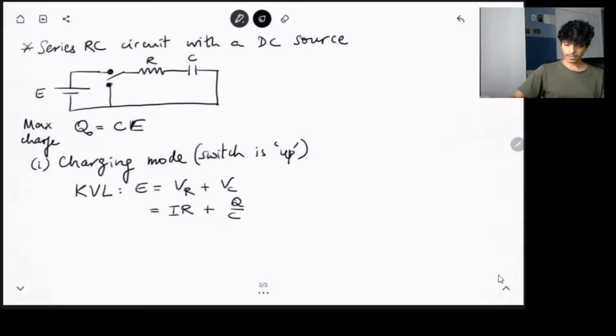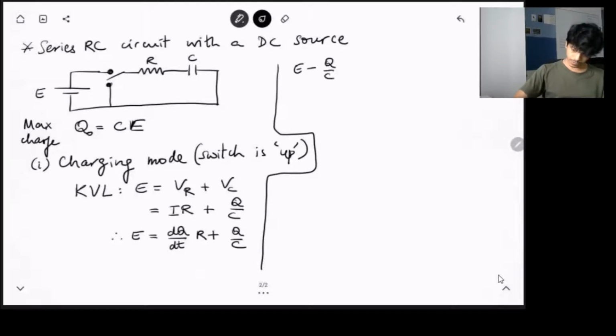Now I don't want current and charge both, so why don't I write current as the rate of change of charge? And now you see, I have a differential equation in Q. And this is a simple linear differential equation. I can solve it very easily, just separation of variables. So let's do that and see what we get.